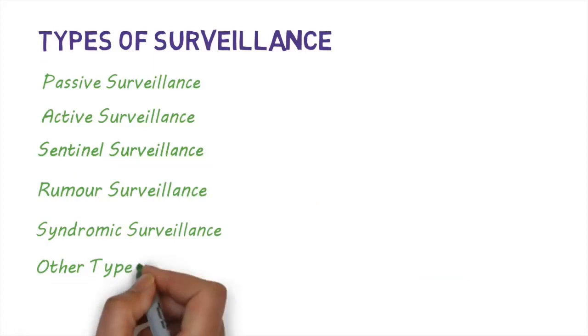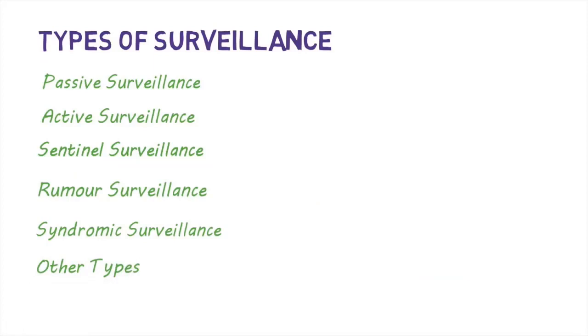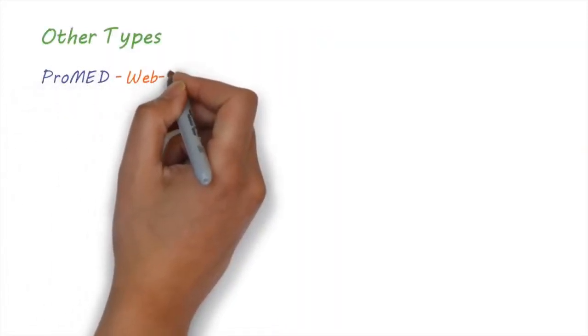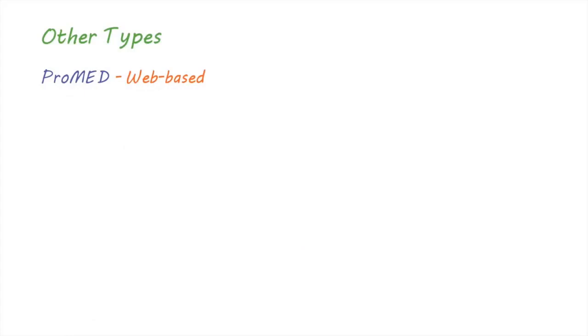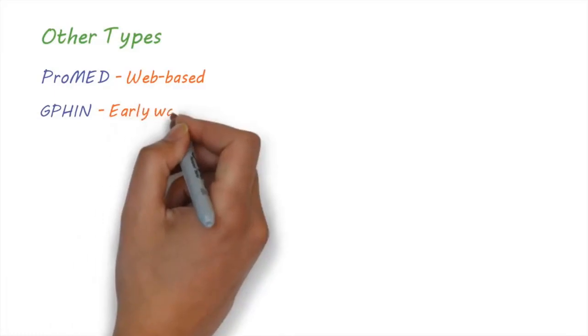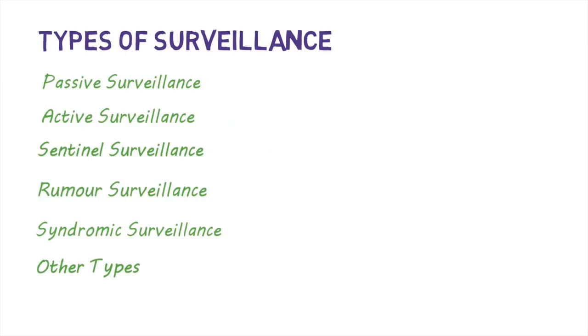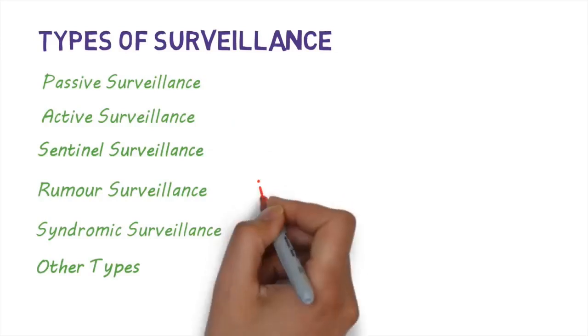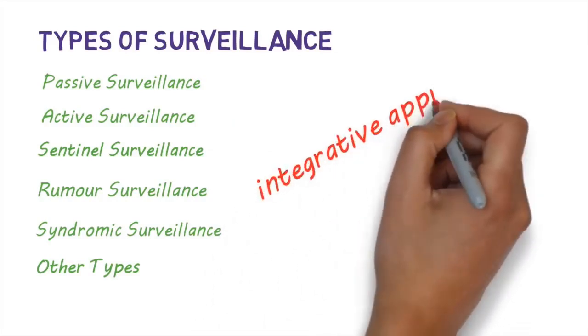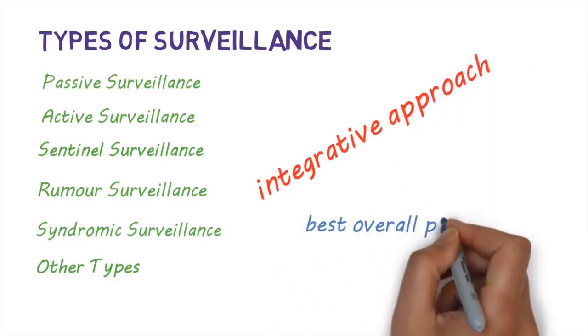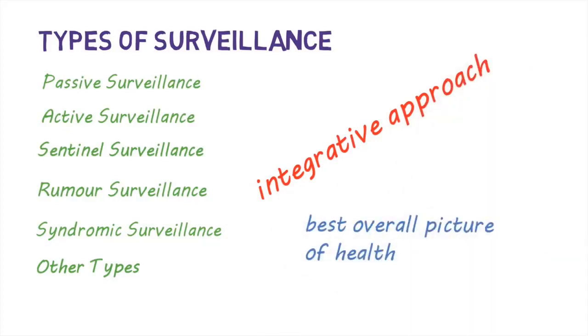There are other types of surveillance systems as well. For example, ProMed is a website that puts together reports of disease events, and the Global Public Health Intelligence Network is an internet-based early warning tool that uses an automated process to monitor online news sources for diseases or significant health events. While there are many different surveillance types, each with its own advantages and disadvantages, an integrative approach using all sources of information provides the best overall picture of health.